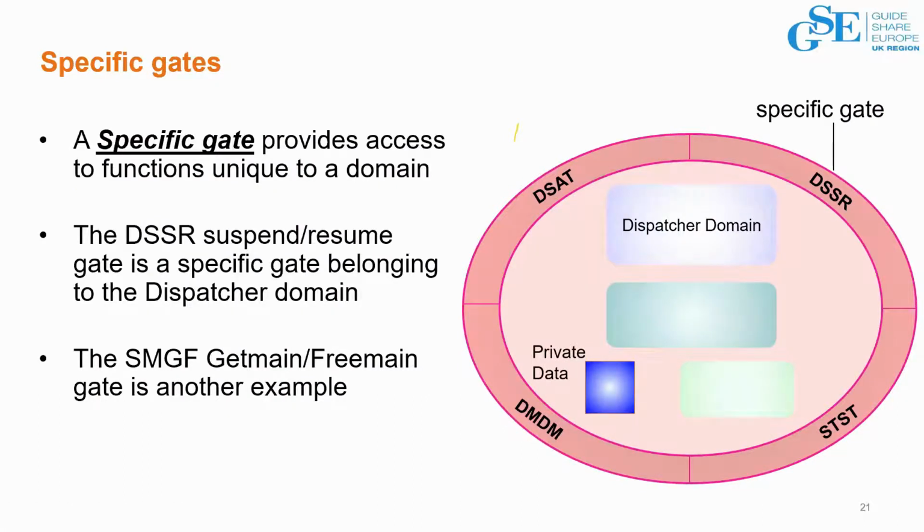So I've been talking mostly about specific gates, right? A specific gate provides access to a unique function, and it's easy to understand get main, free main. Here's another example for you: dispatcher suspend resume, right? So when an application gets suspended at a particular point in time, or suspends itself because it's waiting for a result from something. We've also seen storage manager get main, free main, right? And this is called a specific gate simply because we ask for a specific function, right? And it's one caller, one person gets control, and the response comes back to us.